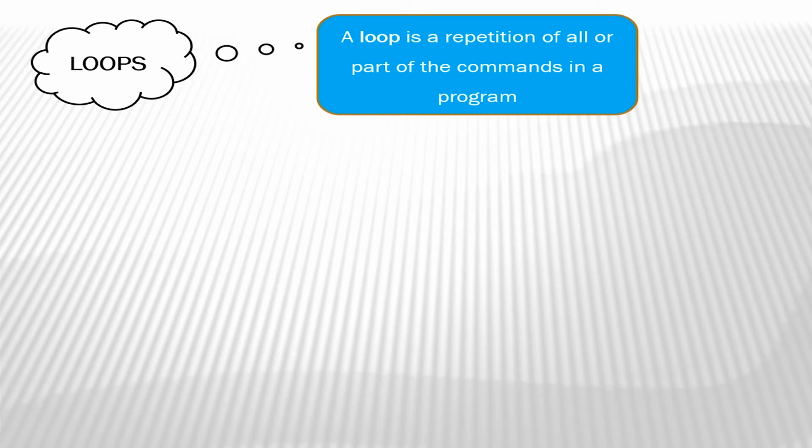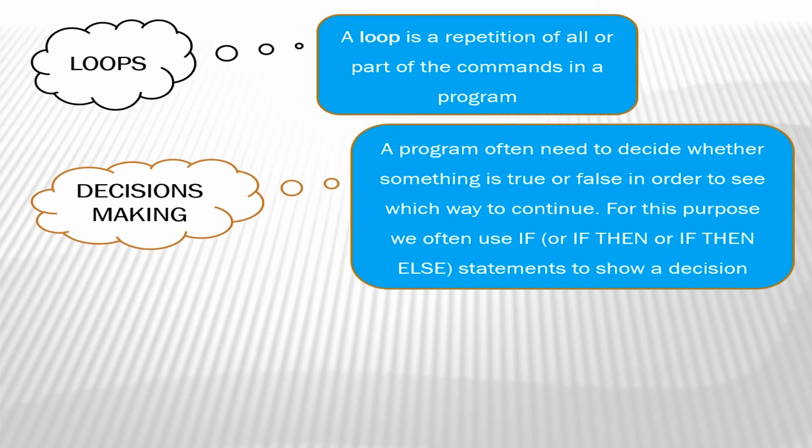A loop. This is a repetition of all parts of the commands in a program. In decision making, often you need to decide whether something is true or false in order to see which way to continue. For this purpose, we often use if, or if then, or if then else statements to show a decision.